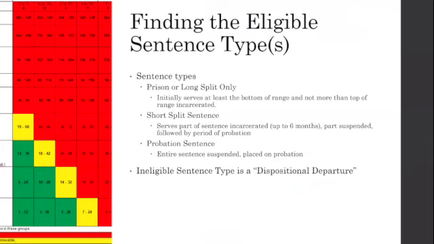In the yellow and green boxes, a short split is available. That means the defendant would be incarcerated for no longer than 6 months. A portion of that sentence would be suspended, and then it would be followed by a period of probation. Only available in the green boxes is a probation sentence where the entire sentence is suspended and the defendant is placed on probation. If the defendant is given a sentence that is not an eligible sentence type in that box, it is considered a dispositional departure.